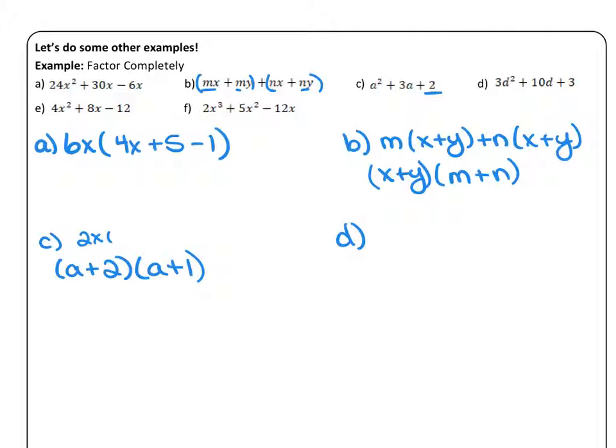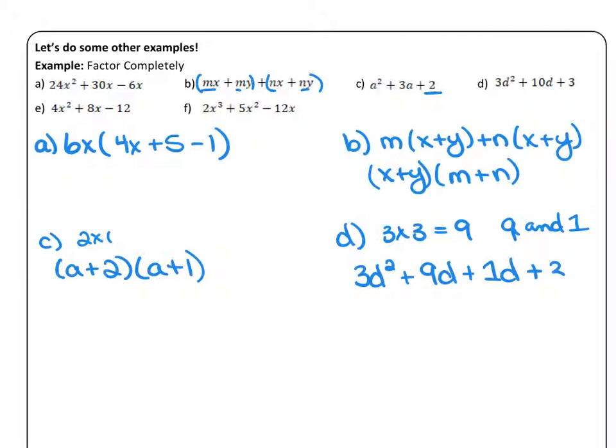D, again, this one has a number in front and I can't divide everything by 3. So I'm going to do that decomposition method that I explained in the third example. So 3 times 3 is equal to 9. And if I wanted to find two values that multiply to 9, but also add up to 10, I'm going to do 9 and 1. And so I'm going to decompose that 10d. So I'm going to get 3d squared plus 9d plus 1d plus 3. So I've just split that 10d apart into 9 and 1.